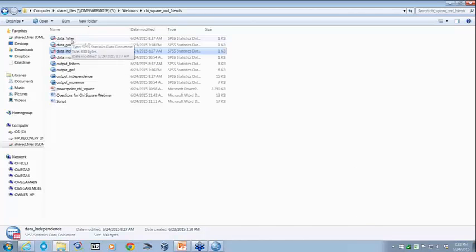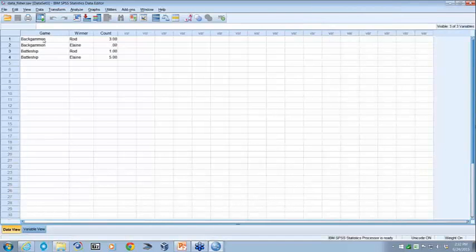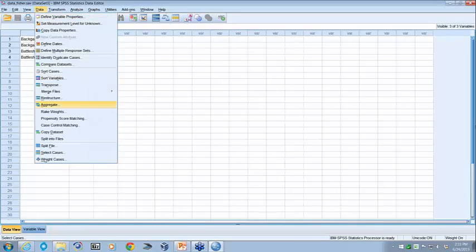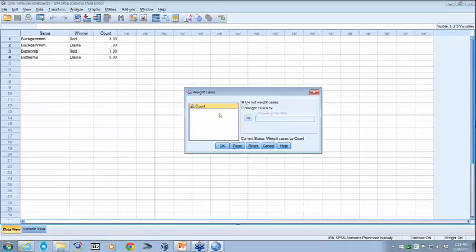It's just the same way. So I'm going to open up this data, backgammon here, and then here's where the winner is. So here's where Rod won backgammon 3 times. Elaine won backgammon 0 times. Rod won Battleship 1 time, and I won 5 times. Okay, so we're going to weight again. Data, we're going to weight it by count.